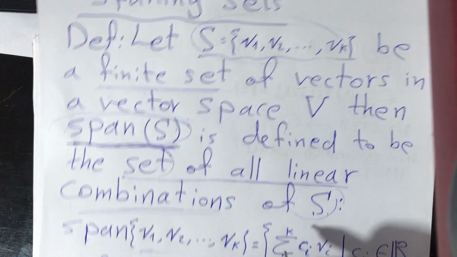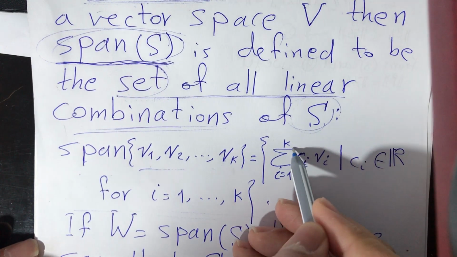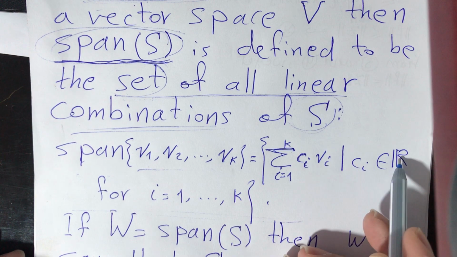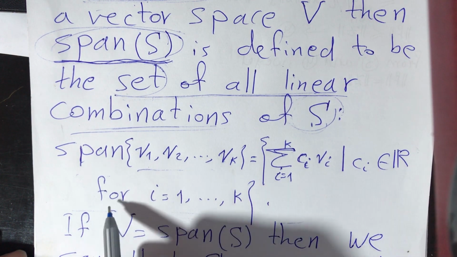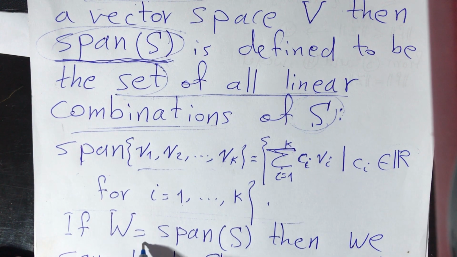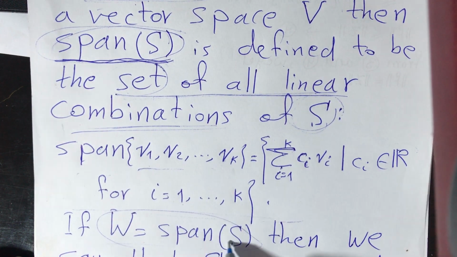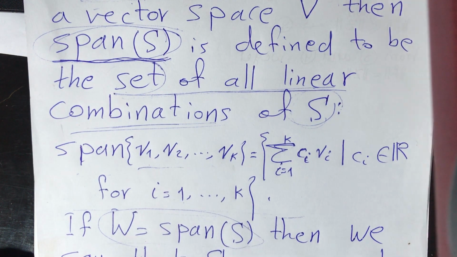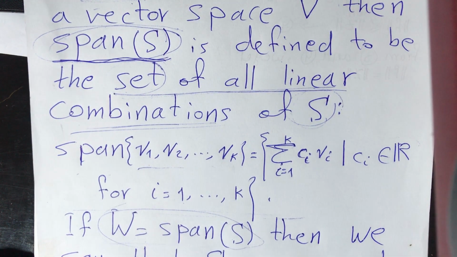the summation i from 1 until k of ci vi, where ci belongs to R for i equal 1 until k. If W is equal to span S, then we say that S is generating W.